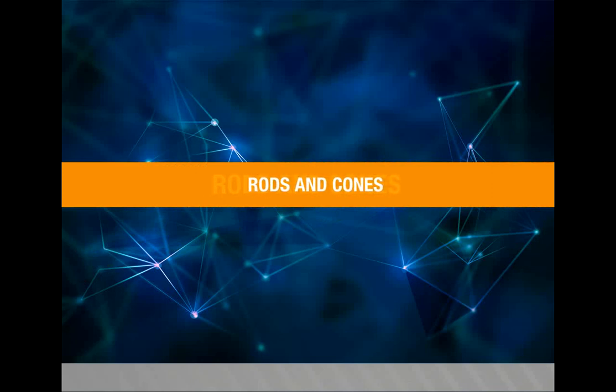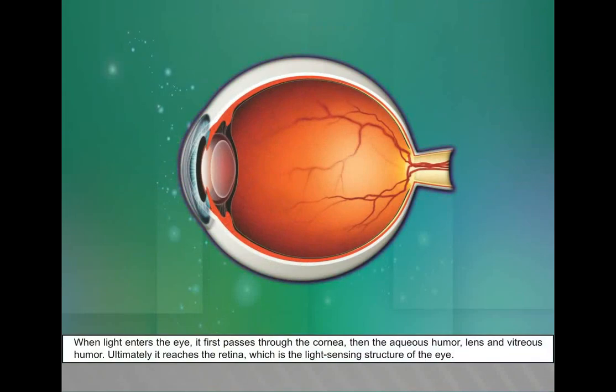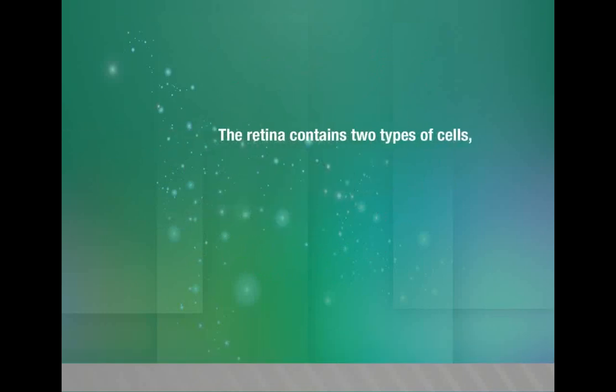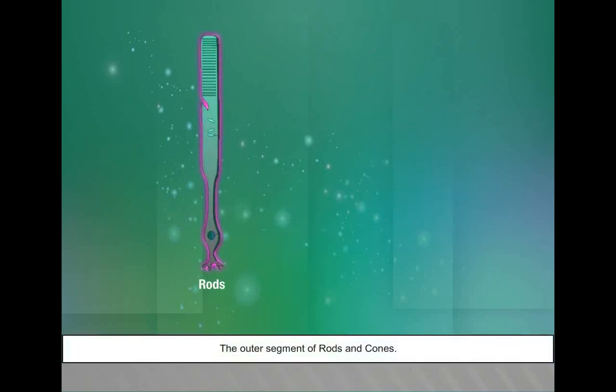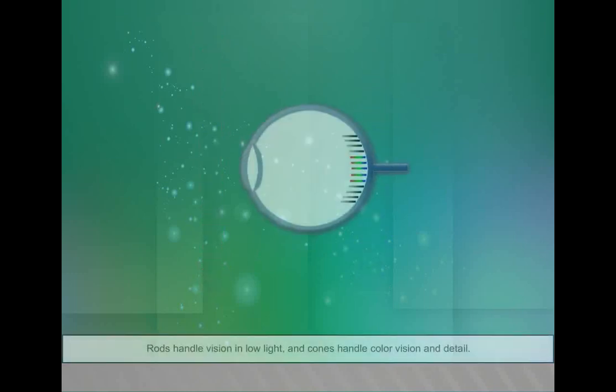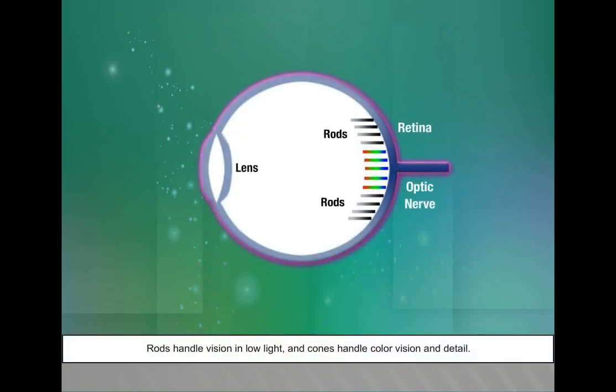Rods and cones. In this video, we are going to see about rods and cones. When light enters the eye, it first passes through the cornea, then the aqueous humor, lens, and vitreous humor. Ultimately, it reaches the retina, which is the light-sensing structure of the eye. The retina contains two types of cells: rods and cones. The outer segment of rods and cones. Rods handle vision in low light and cones handle color vision and detail.